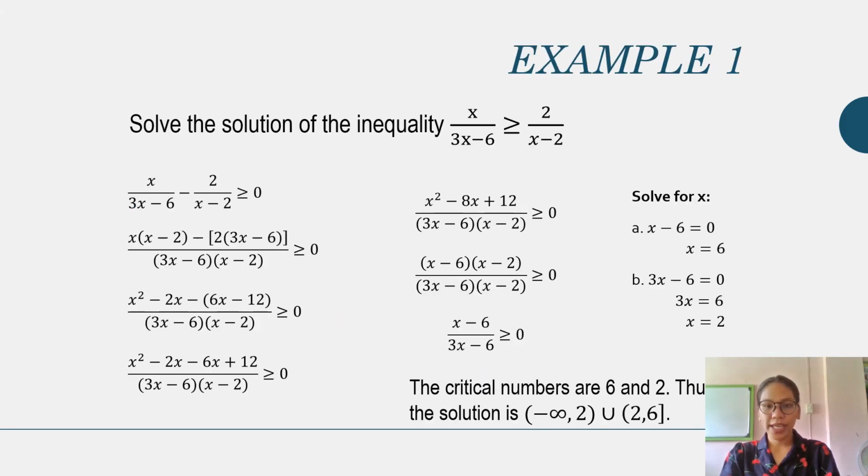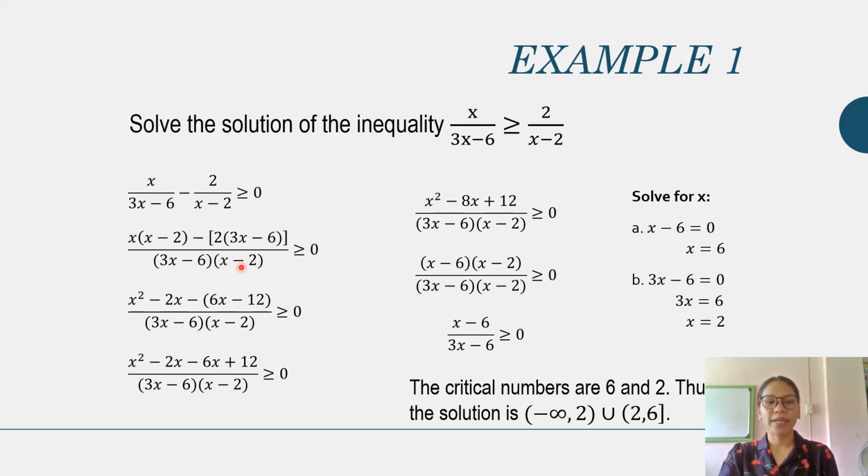Example number 1, we have here, solve the solution of the inequality x over 3x minus 6 is greater than or equal to 2 over x minus 2. So, what are we going to do first? First, we're going to simplify. That's the first step if we're going to solve inequalities. So how to simplify? First, we're going to transpose the expression on the right side to the left side so that we can have x over 3x minus 6 minus 2 over x minus 2 greater than or equal to 0.